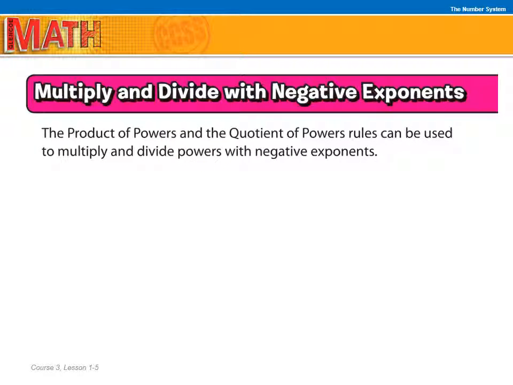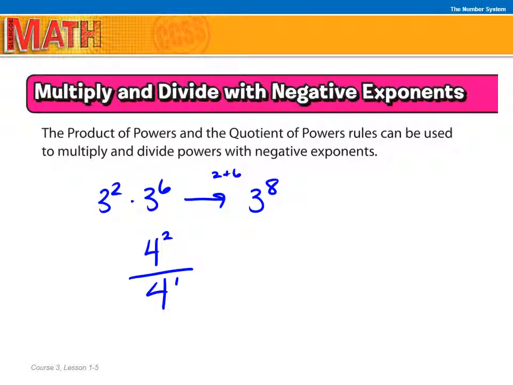We learned in lesson 1.4 multiplying and dividing exponents the product of powers and the quotient of powers rules, and those can be used to multiply and divide powers with negative exponents. When we took 3 squared times 3 to the 6th power, we added the exponents and got 3 to the 8th power. And when we divided, let's use 4 squared over 4 to the 1st, we subtracted 2 minus 1 and got 4 over 1, or just 4. So we can continue using adding and subtracting when we're dealing with negative exponents.